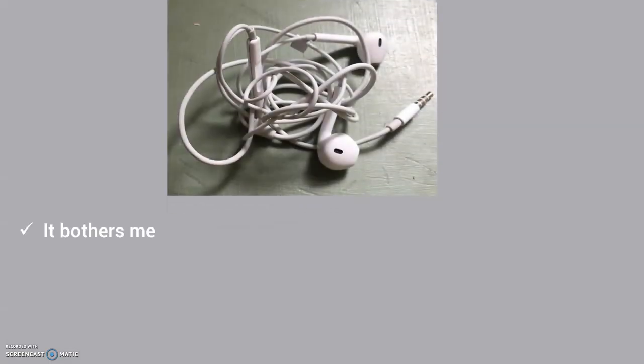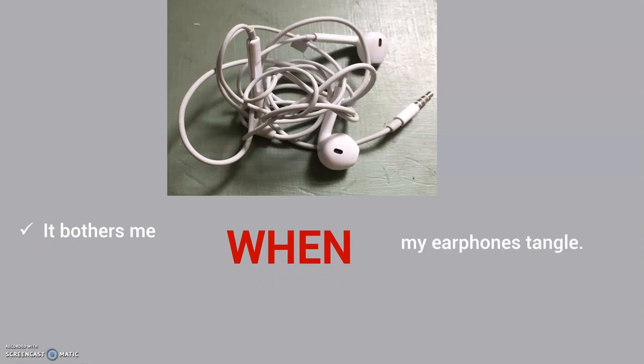Let's see. When my earphones tangle, I can say it bothers me. It, in this case, is the subject of the sentence. Then I use when, and then the clause, in this case, my earphones tangle. I can also say, it drives me crazy when my earphones tangle. Or it makes me mad when my earphones tangle. So the structure is all the time the same thing. It, and then the verb, the object, when, and then the situation that we're talking about.